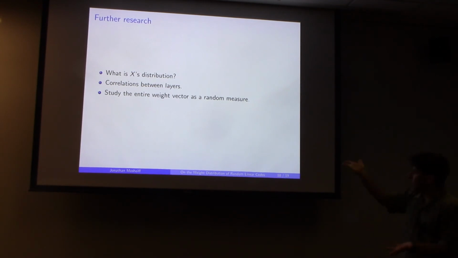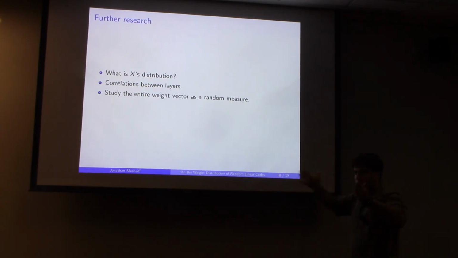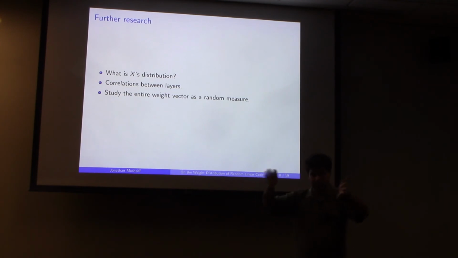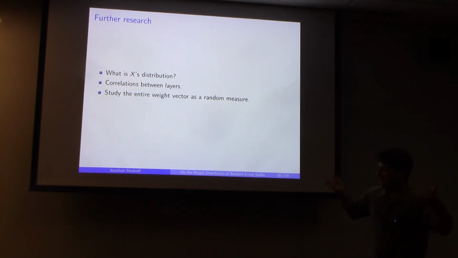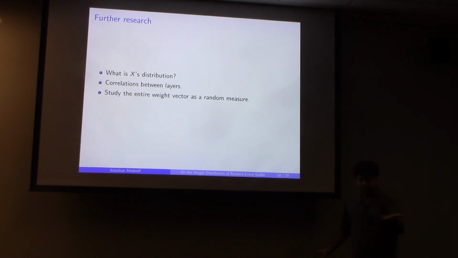So maybe you can start by asking about the correlation between two different layers, between two different elements of the weight vector. And a holy grail of this would be to completely understand the entire weight vector as some random measure. So what do I mean by looking at it as a random measure?